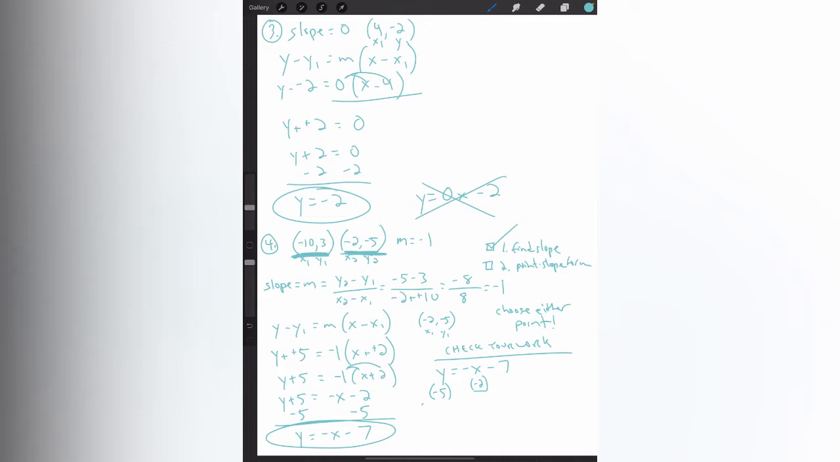Right? So that's right. If I were to do the same with negative 10, negative 10 should give me 3 in the end. A negative times negative 10 gives me a positive 10. 10 minus 7 is 3. So that's right as well. So I know that this equation is correct.